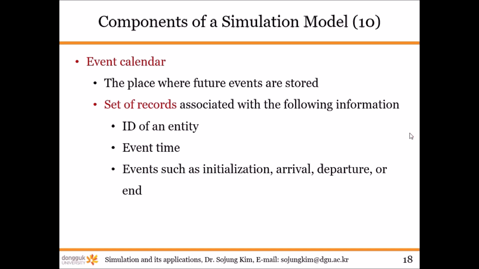Next one is the event calendar, which is a place where the future events are stored. Basically, it has a set of records associated with the following information: for example, the ID of the entity, the event time, and the event, such as initialization, arrival, departure, or the end event.